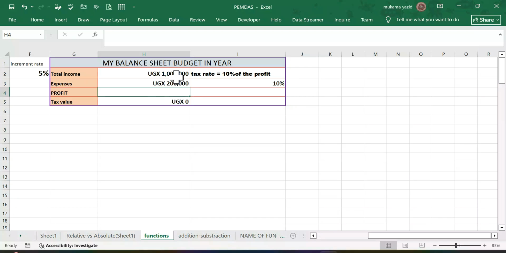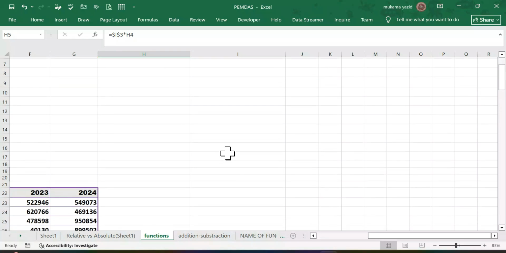Profit is the total cost minus expense. So this one equals this one minus the expense, you get profit. I think we press enter, we get a profit. I think that is it. So I think this question is done.